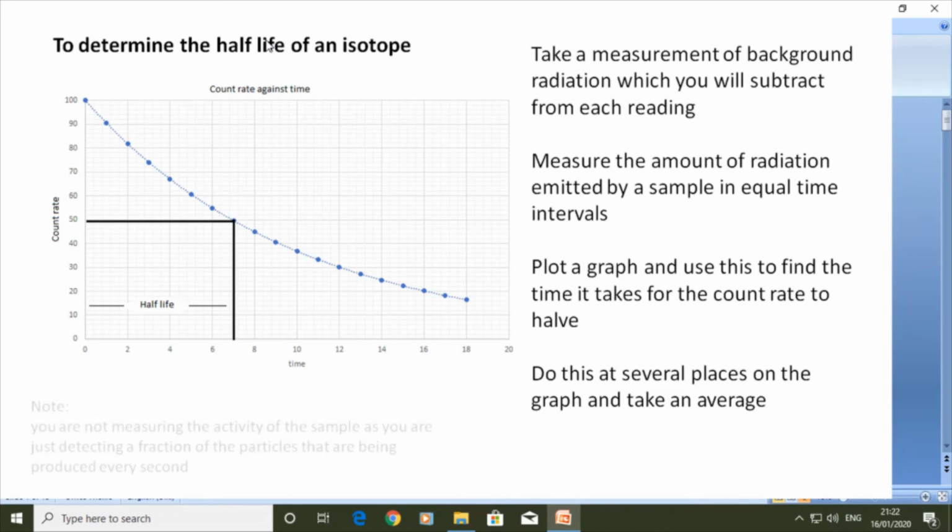And that's how you find the half-life. Note that when you're measuring with your GM tube, you're not measuring the activity, because all of the decays that take place aren't going to produce particles that you detect. You'll just detect a very small fraction of the particles. So we're not calling that the activity, I'm just calling that the count rate.